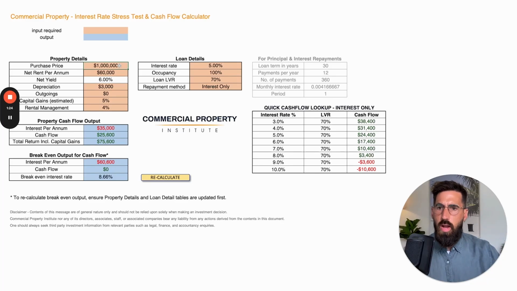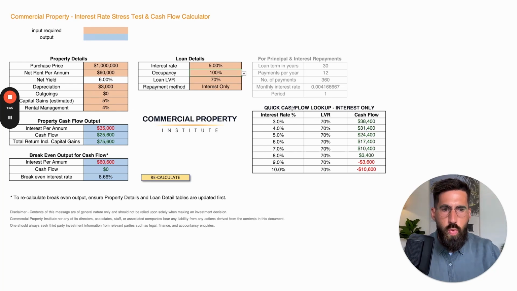For this scenario where we've got a $1 million purchase and a $60,000 net rent with $3,000 depreciation, no outgoings because it's a net lease, 5% capital growth, 4% rental management fees, 5% interest rate, 100% occupancy for the year, and a 70% loan to value ratio on an interest only loan.